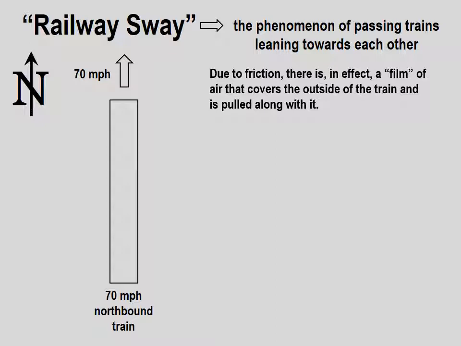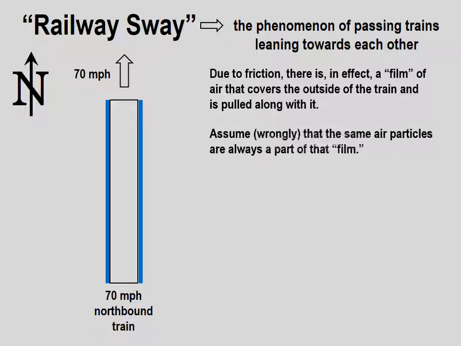Due to friction, there is, in effect, a film of air that covers the outside of the train and is pulled along with it. So here in blue, I've shown this film of air that's pulled along as the train is traveling north. Now, we're going to assume that the exact same air particles that are a part of this film are always a part of the film. That film is in constant flux, but for now, we'll just assume that the same air particles are a part of that film.